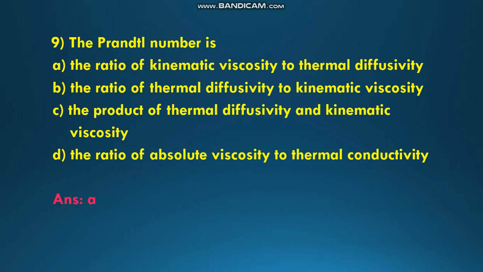Next question. The Prandtl number is: option A, the ratio of kinematic viscosity to thermal diffusivity; B, the ratio of thermal diffusivity to kinematic viscosity; C, the product of thermal diffusivity and kinematic viscosity; and D, the ratio of absolute viscosity to thermal conductivity. The answer is A. That means the Prandtl number is the ratio of kinematic viscosity to thermal diffusivity.